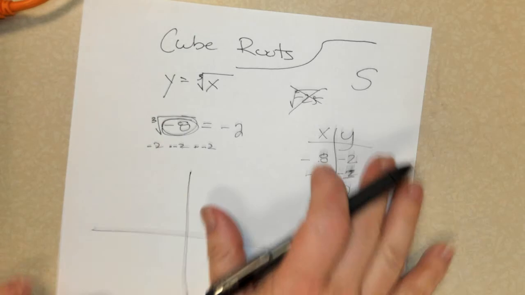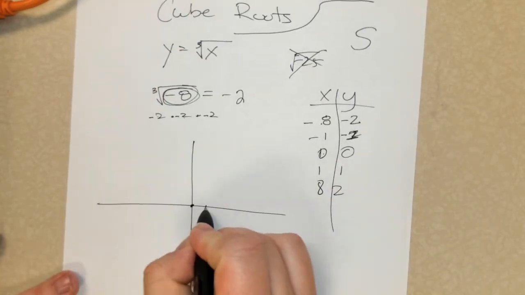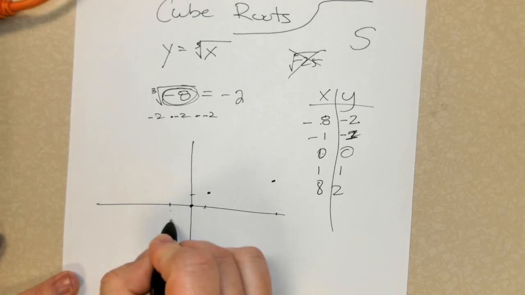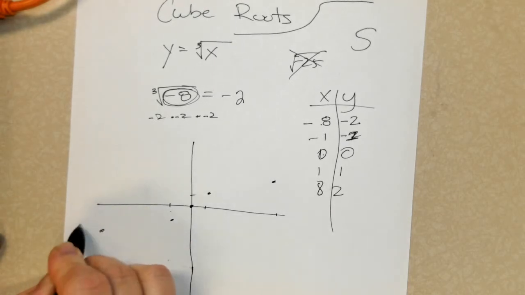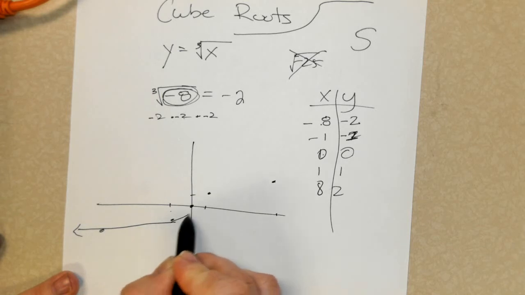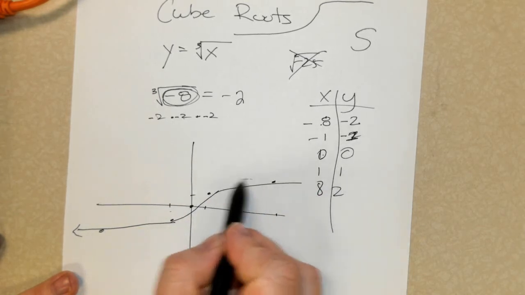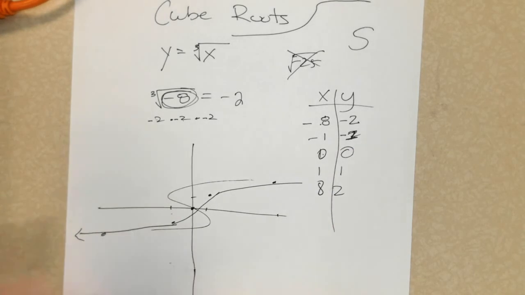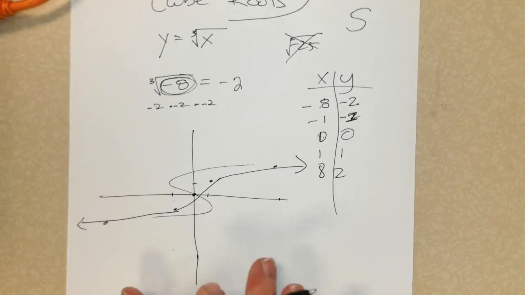If I pull it apart, that's what this looks like. Here's (0, 0), (1, 1), (8, 2), (-1, -1), and (-8, -2). So it looks like an S that we've kind of pulled apart, right? S's are like this, and I've kind of taken these two ends and I've pulled it. That's the basic shape. Now here's the cool thing about cube roots.